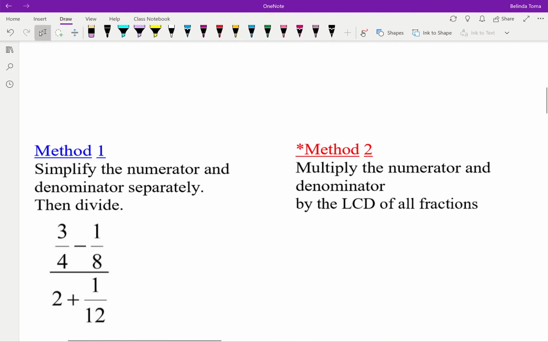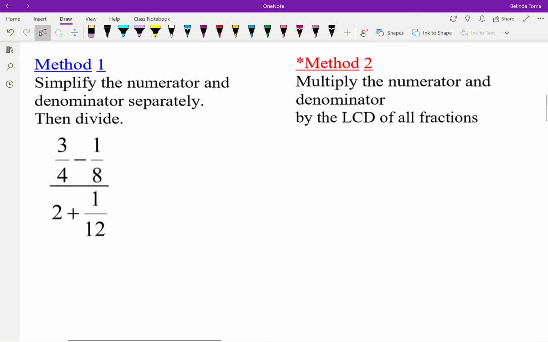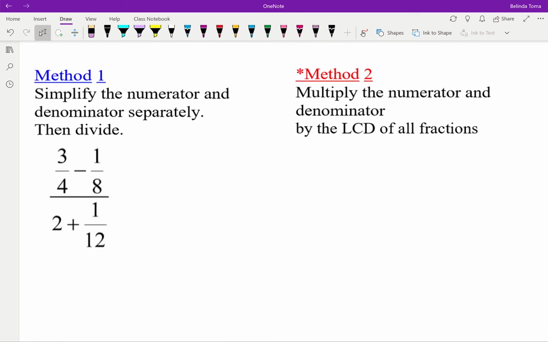So we're going to be looking at two methods today for solving all complex fractions. You can choose which method you prefer, and I will not ask you to do a particular method on any kind of assessment. In the first method, we're going to simplify the numerator and denominator separately, and then we're going to divide. In method 2, we're going to multiply both the numerator and the denominator by the LCD of all fractions.